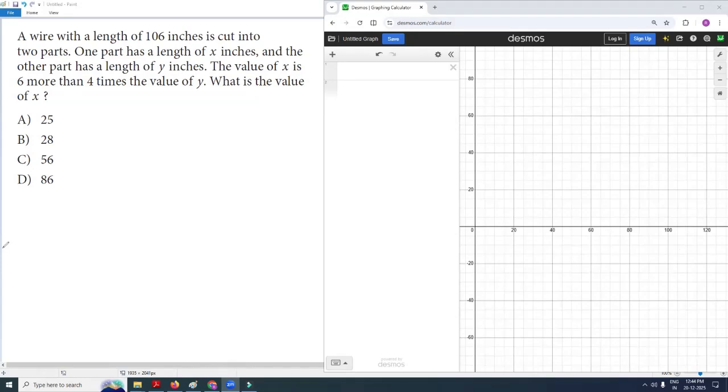A wire with a length of 106 inches is cut into two parts. One part has a length of x inches and the other part has a length of y inches. The value of x is 6 more than 4 times the value of y. What is the value of x?